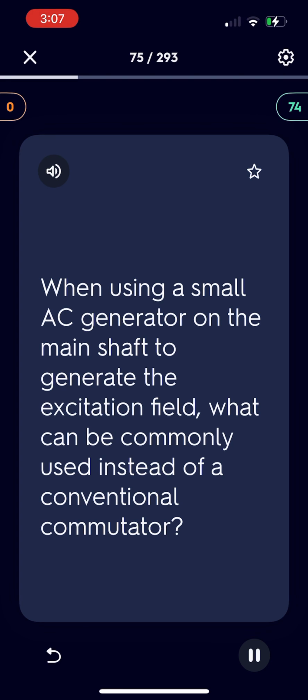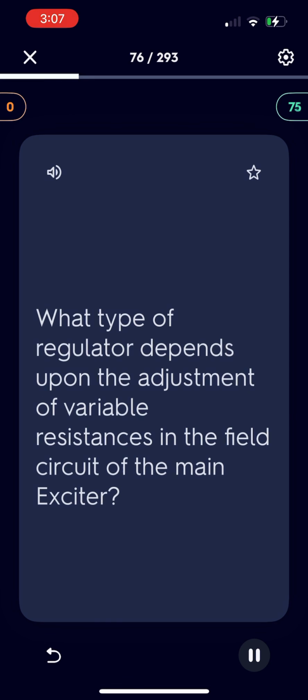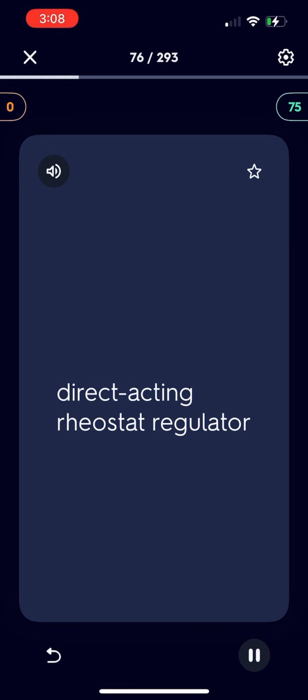When using a small AC generator on the main shaft to generate the excitation field, what can be commonly used instead of a conventional commutator? A 3-phase rotating rectifier. What type of regulator depends upon the adjustment of variable resistances in the field circuit of the main exciter? Direct acting rheostat regulator.